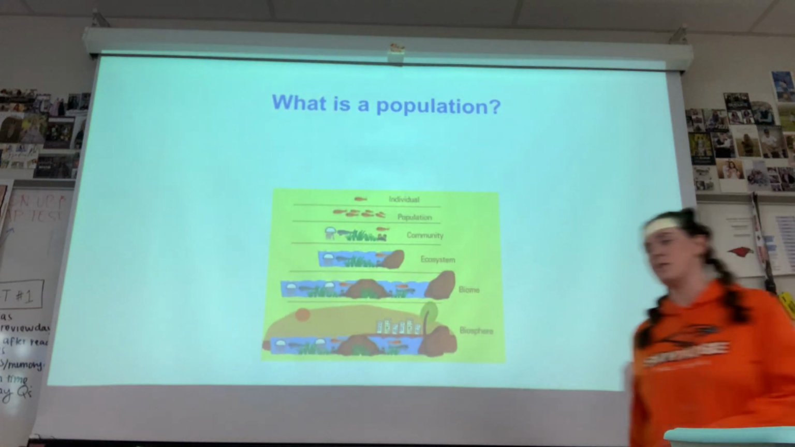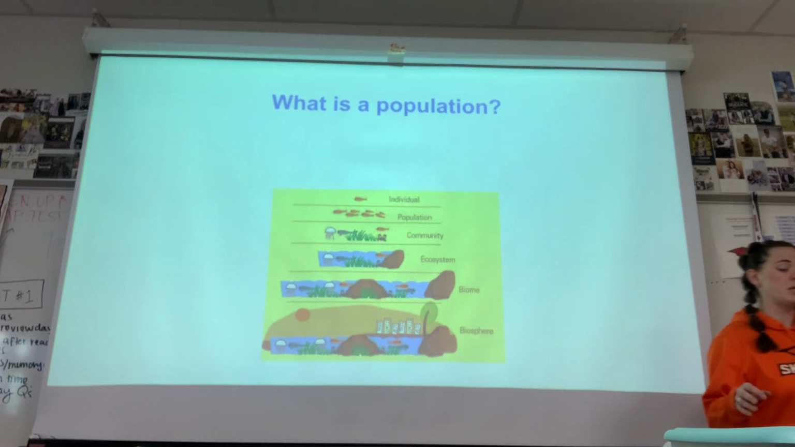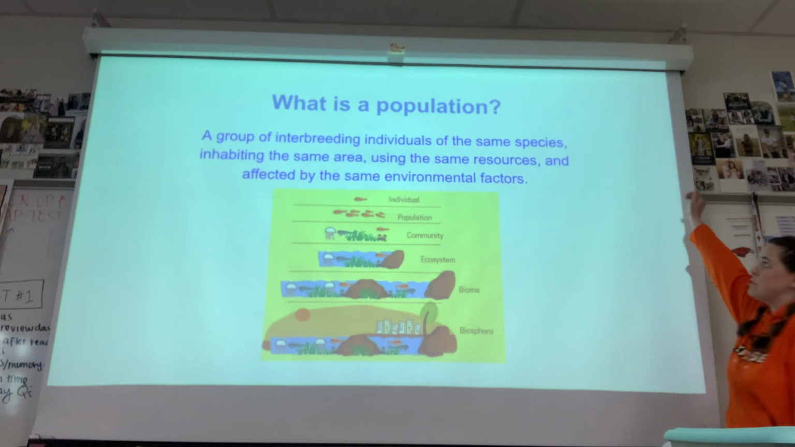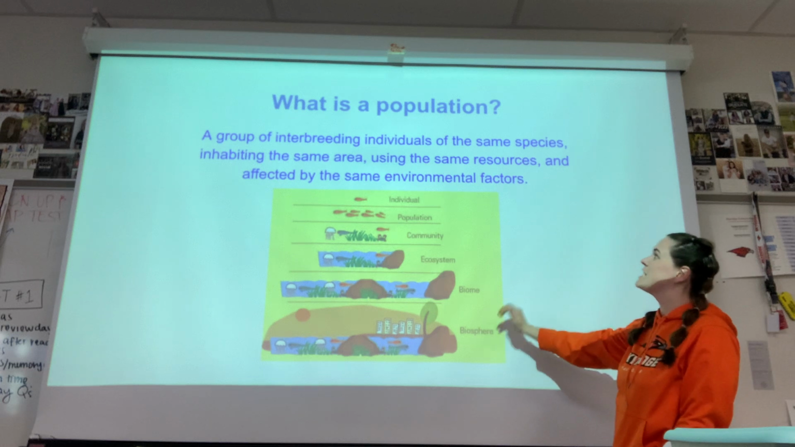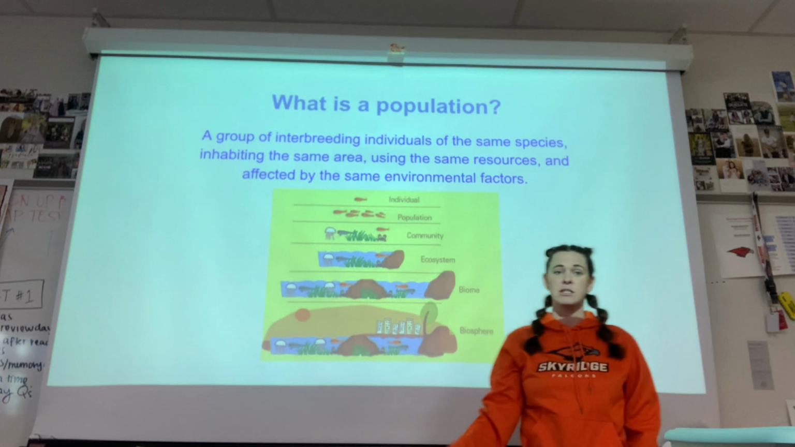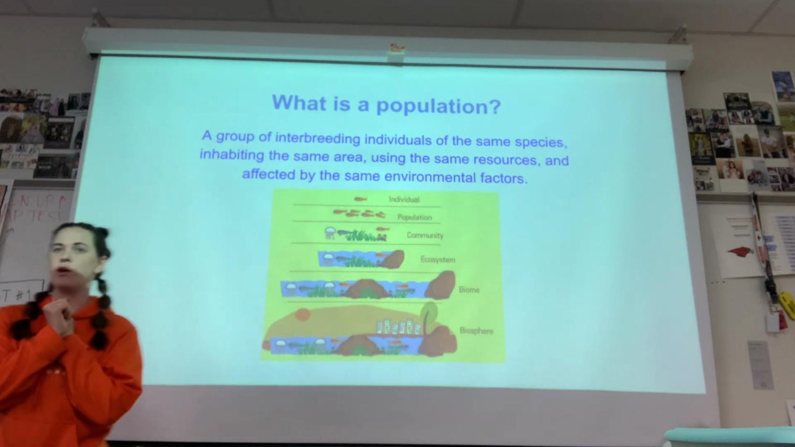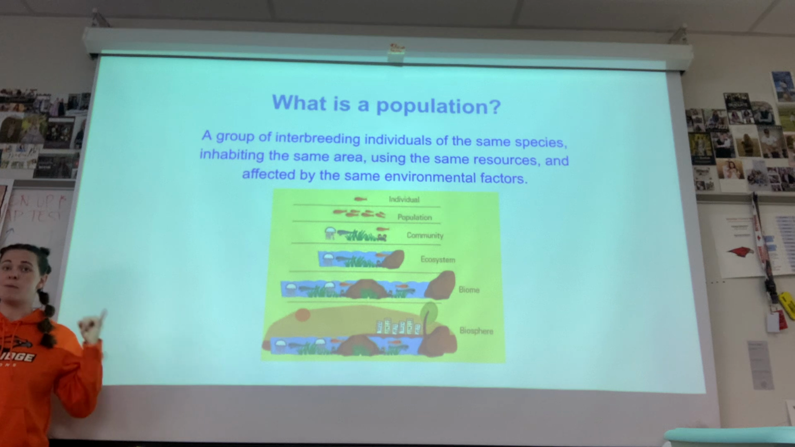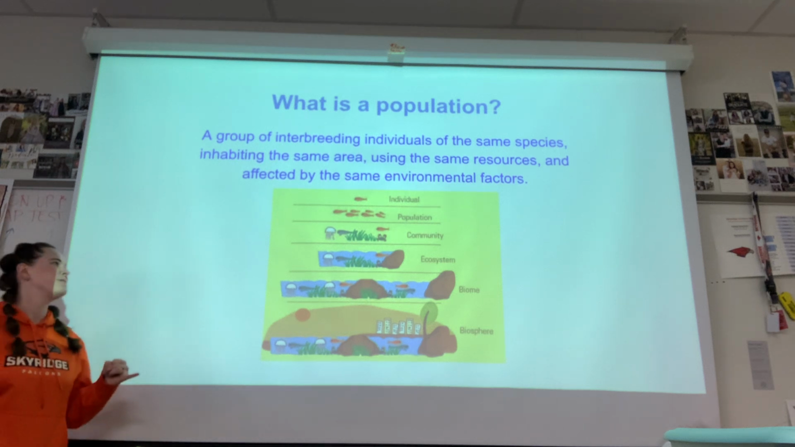What is a population? Before you can really talk about populations, you need to know what a population is. A population is a group of interbreeding individuals of the same species inhabiting the same area, using the same resources, and affected by the same environmental factors. So a population has to be the same species. Human population, same species. The population of kids at Skyridge, same species. So that makes us a population.